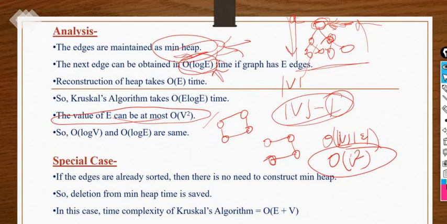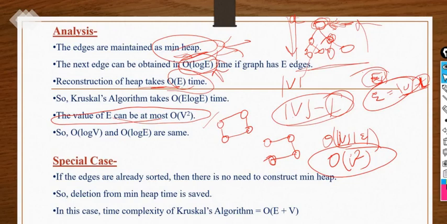And what about the construction of the heap? It will take order of e time. We have already seen this in heap sort. In heap construction, how much time it takes depends on the number of edges. The number of edges is what? Number of vertices minus 1. So minus 1, 1 is a constant, so it depends on the number of vertices. That's why we take order of e or order of v.